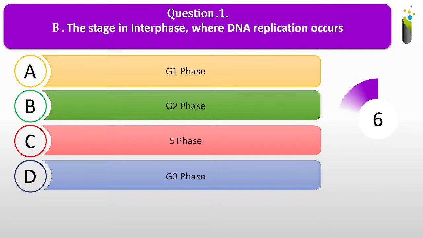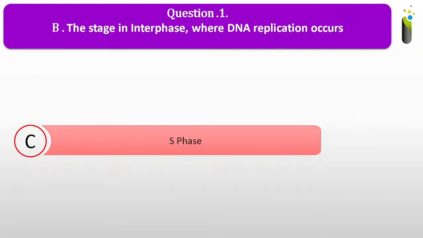S phase. Please remember S stands for synthetic phase. In this phase, the DNA replicates or duplicates, but remember the chromosome number remains the same. The DNA content doubles, but the number of chromosomes remains the same. Keep this in mind. The number of chromosomes remains the same in the interphase, in the S phase, even though the DNA has doubled up.